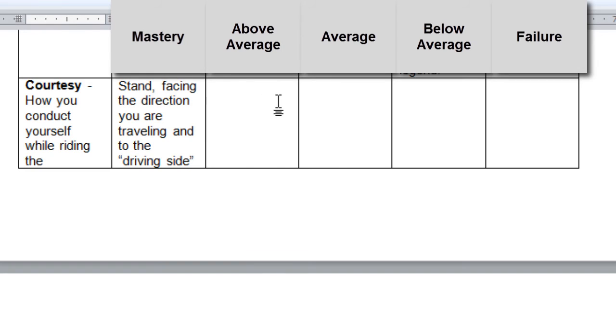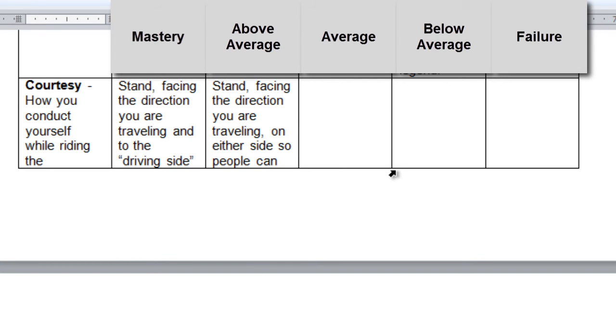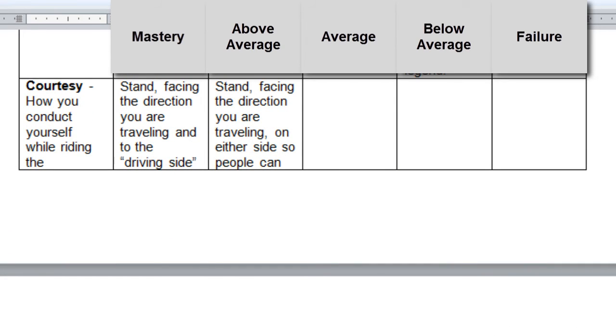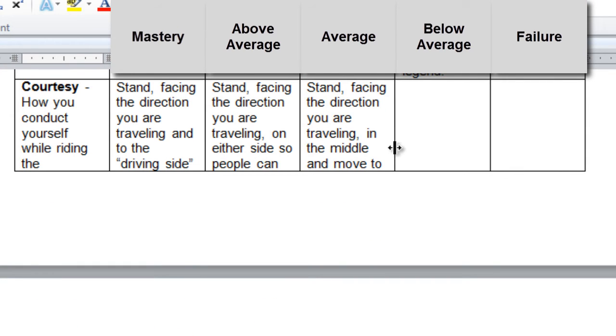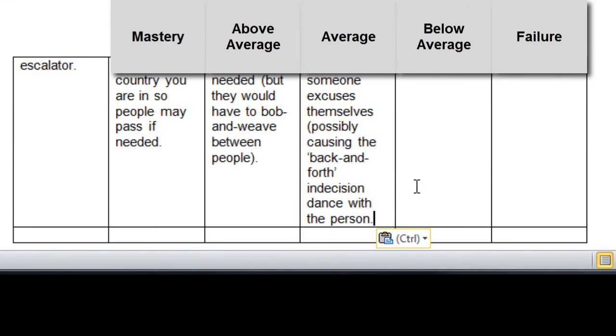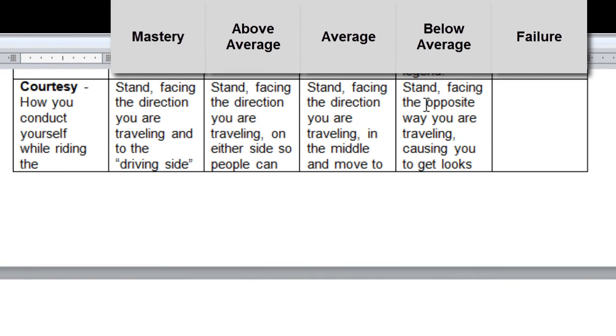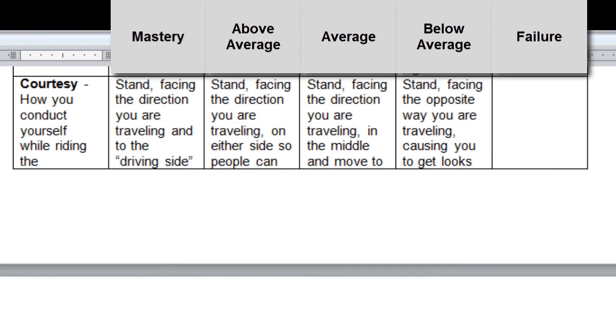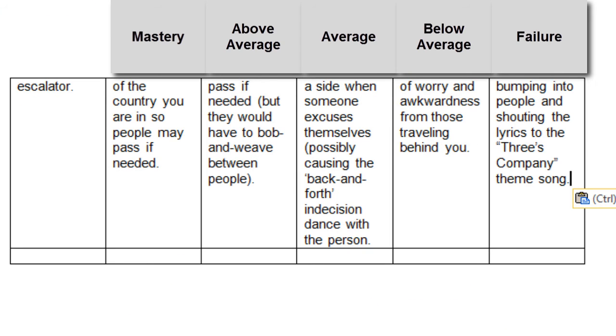Above average, stand facing the direction you are traveling on either side so people can pass if needed, but they would have to bob and weave between people. So yeah, it's not as courteous. Average, stand facing the direction you are traveling in the middle and move to a side when someone excuses themselves, possibly causing the back and forth indecision dance with the person. Those are always fun. Below average, stand facing the opposite way you are traveling, causing you to get looks of worry and awkwardness from those traveling behind you. And for failure, moving about the escalator, jumping up and down, while bumping into people and shouting the lyrics to the Three's Company theme song.